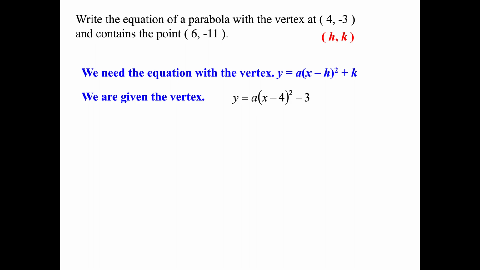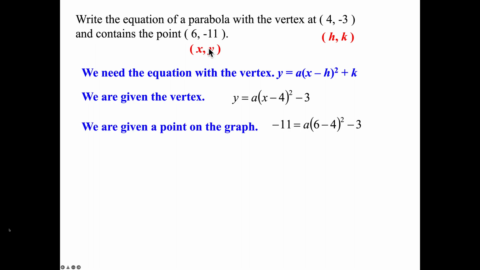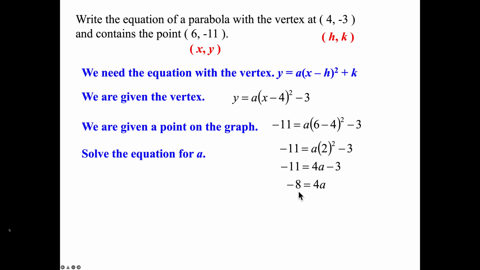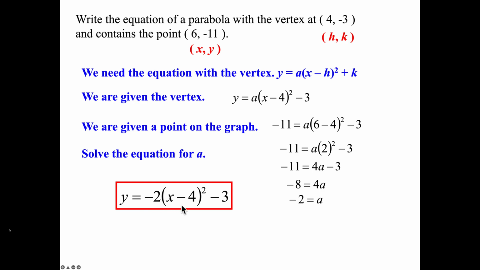Okay, well, what's the other point (6, -11) for? I've got to find a. Well, wait a minute, it does help me. The 6 is the x coordinate. The -11 is the y coordinate. So let's plug 6 in for x and put -11 in for y. And now you can solve for a. Well, 6 minus 4 is 2. 2 squared is 4, so that's 4a minus 3 equals -11. Add over the 3, that makes it -8. Divide by 4 makes it -2. Bada bing, bada boom. Put the -2 in for where a is, and there's the equation of your parabola.